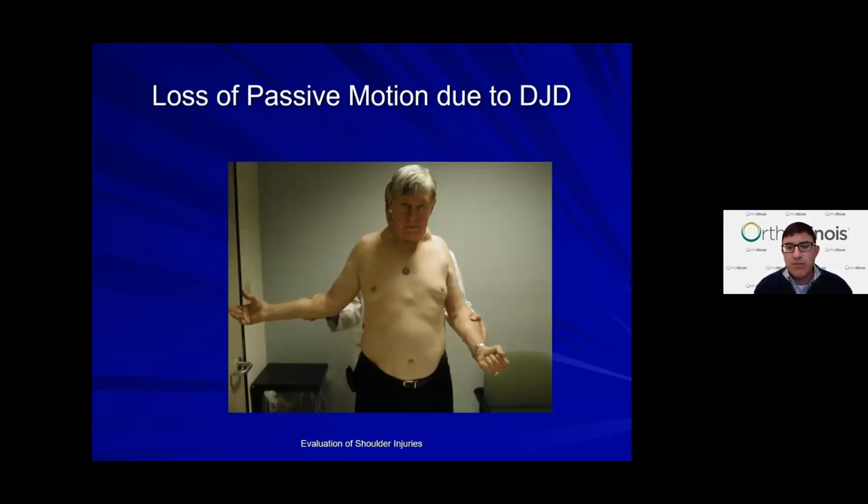So this is a gentleman who subsequently had a shoulder replacement, but if you look on the slide, on the right arm, I'm able to externally rotate his shoulder almost 90 degrees. And on his left side, I'm not even able to externally rotate his arm at all.